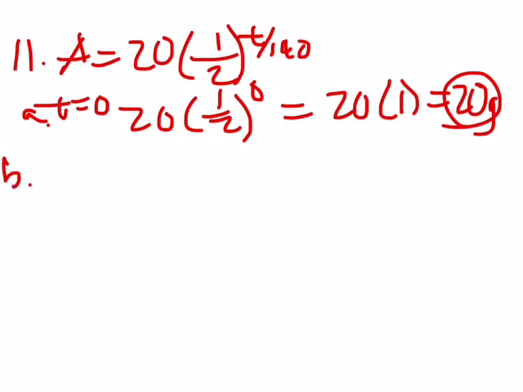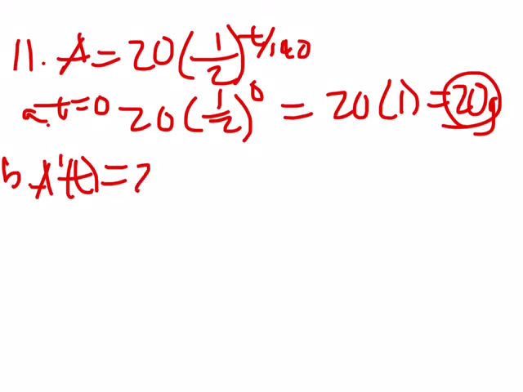For B, determine the rate. Okay, I think I'm back. I got cut off there for a second. I think it's good. B, rate of change for plutonium. So I'm going to do the derivative, rate of change.